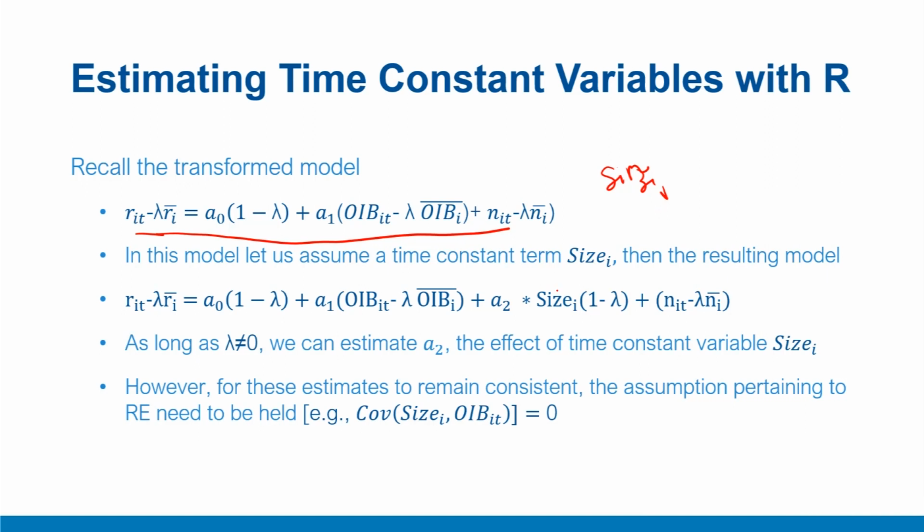Now, because this term is time constant, the transformed model will add another term, which is size i into 1 minus lambda, similar to this term. As long as the estimated lambda is not equal to 0, that is, the model is not pooled OLS, we can estimate its coefficient A2 and the effect of the time constant variable size. However, please note again, for these estimates A1, A2, A0 to remain consistent, the assumption pertaining to random effects, that is, covariance between this time invariant term size and OIB, needs to be 0.